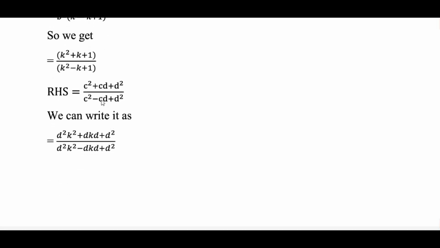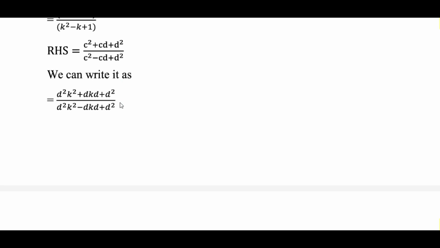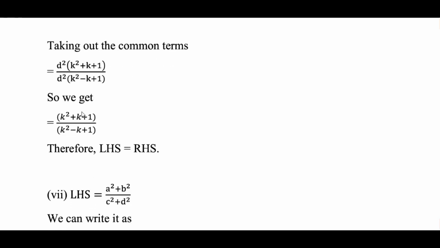Come to the right hand side, c square plus cd plus d square divided by c square minus cd plus d square. After that, put the values of c, and in the denominator part also put the values of c. After that, taking out the common terms, write it down. So you will get d square struck out. So what will be left over there? k square plus k plus 1, and in the denominator part k square minus k plus 1. So left hand side will be equal to the right hand side.